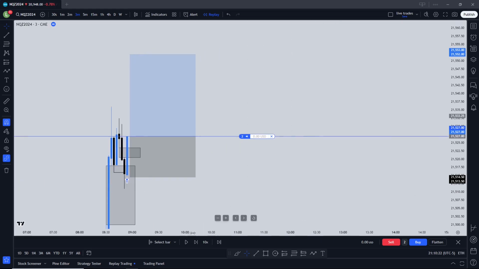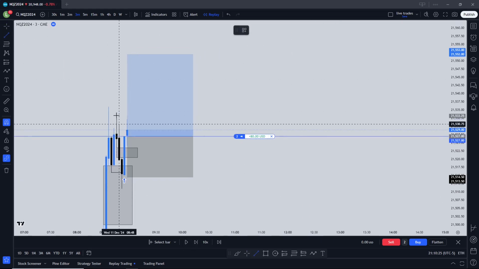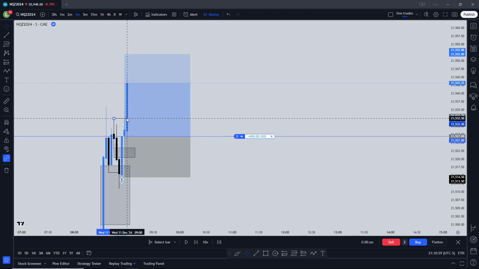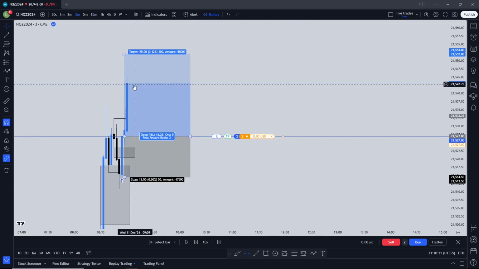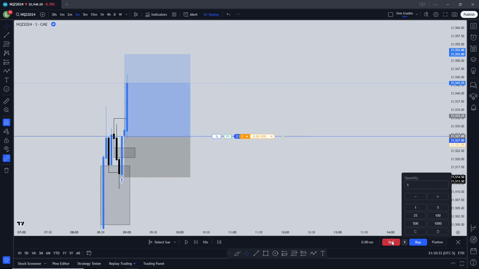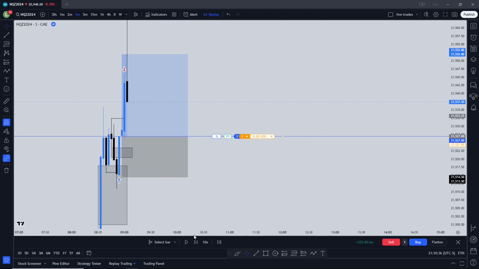So you can see if we enter here, stop to break even right here, stop loss to break even. We hit 1R, so close one off, and full take profit right there.